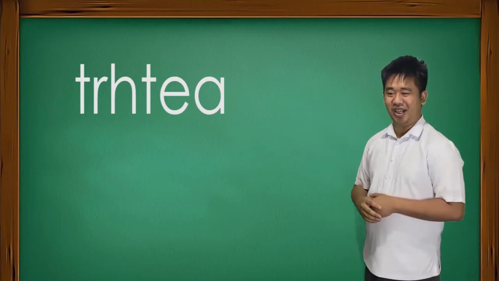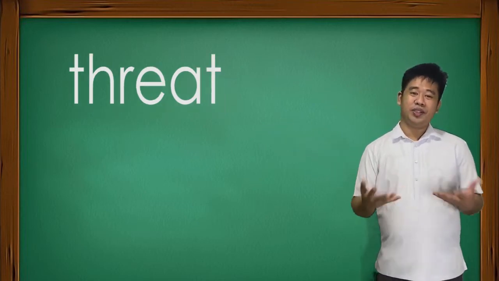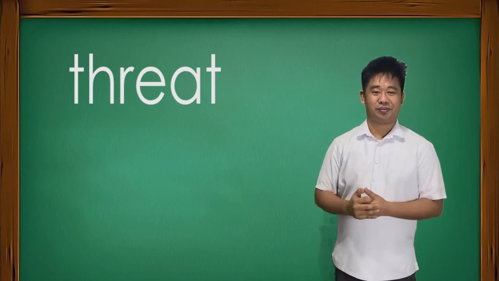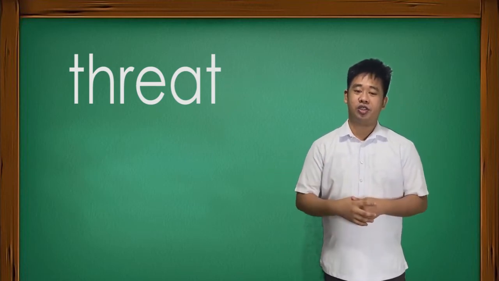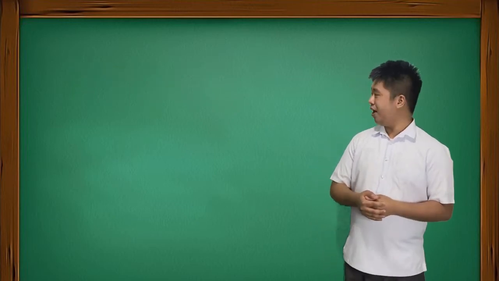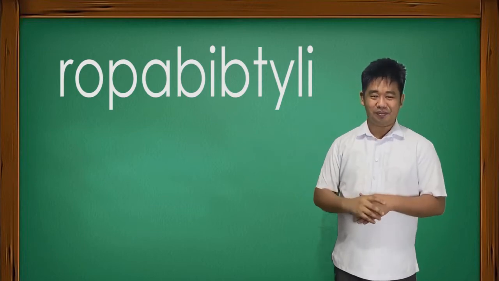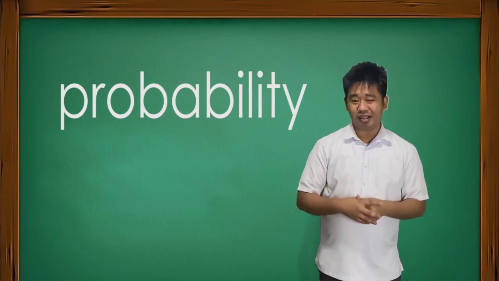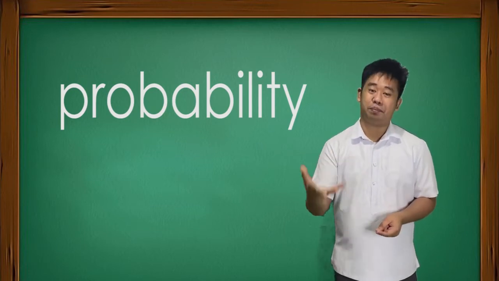Yes, Limuel. Very good. The word is threat. So when you say threat, what does it mean? Yes, Stephanie. Very good. When we say threat, it is an expression of intention to inflict injury or damage. What about the next jumbled letters? Yes, Piolo. Very good. Probability. When we say probability, it is the possibility or the chance of something to happen.